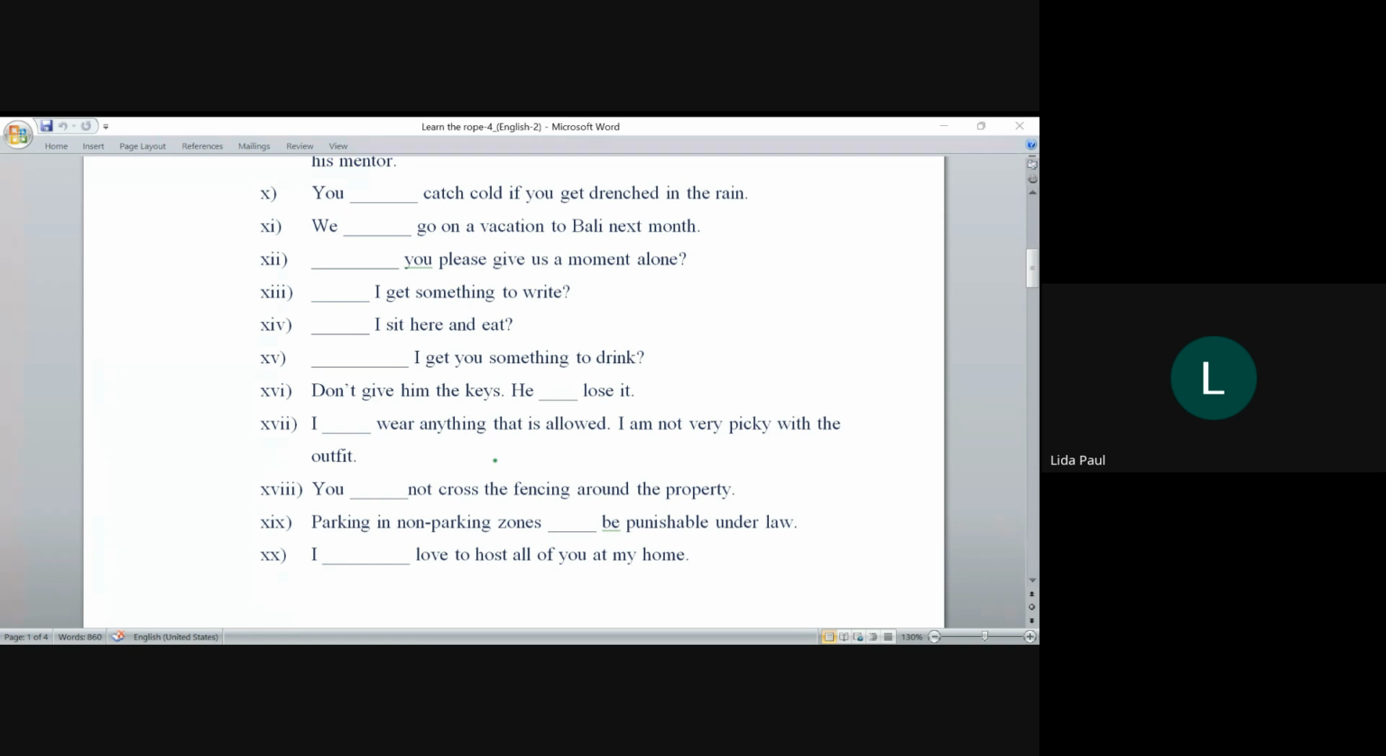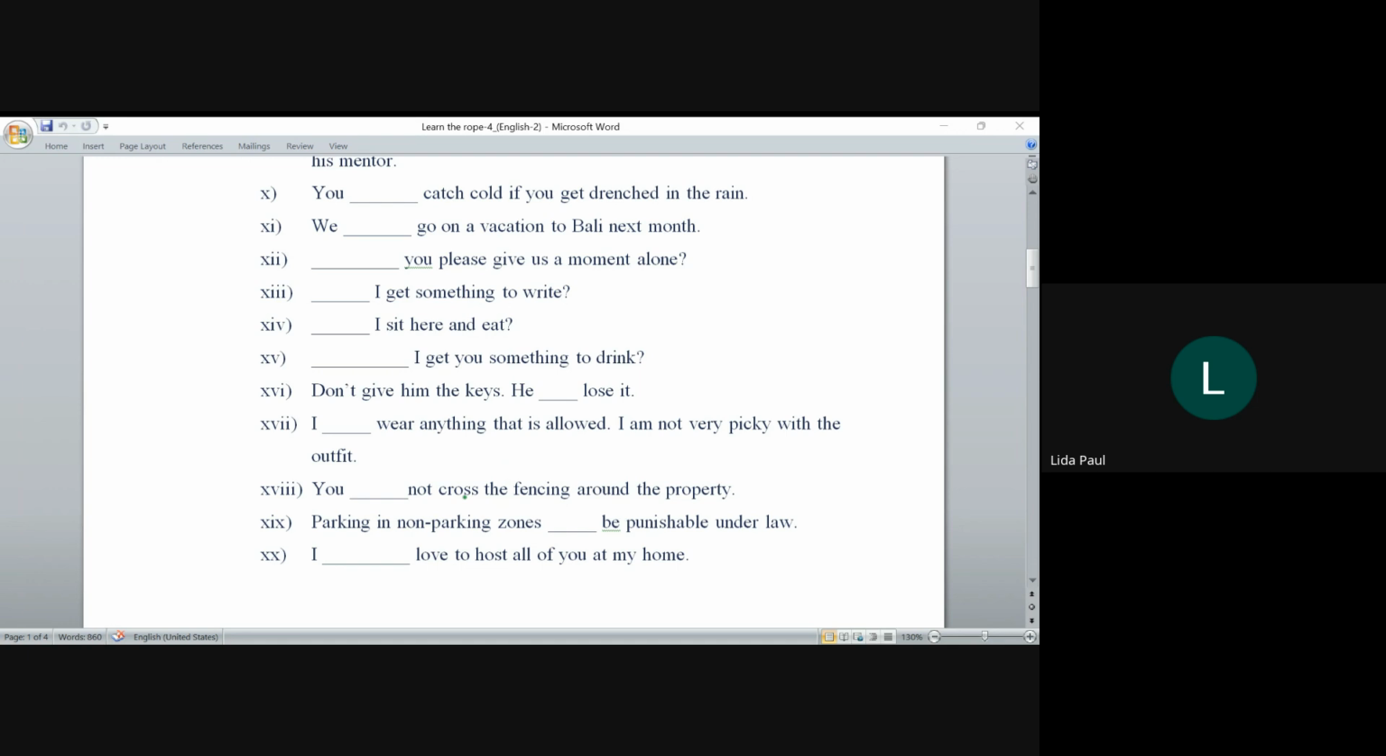I wish to finish off this so that I can take up a new topic for the upcoming week. So, like we were doing in the last class, we'll continue looking at these questions and I'll tell you the context why. We'll begin with question number 18: You dash not cross the fencing around the property. And just to introduce the topic, we're looking at modal verbs. That is what these questions were for. Which one do you think is a suitable modal verb for this one?